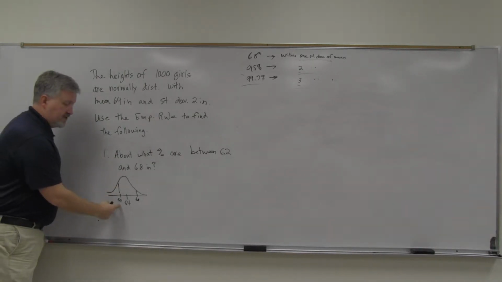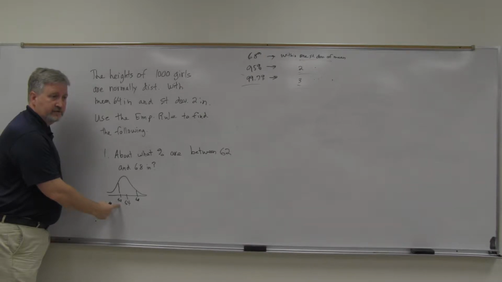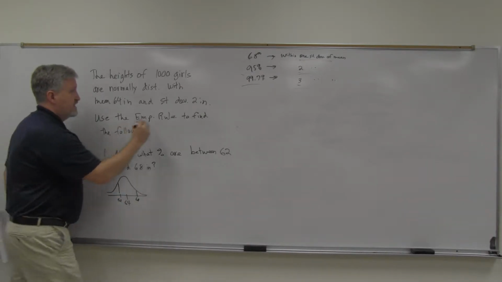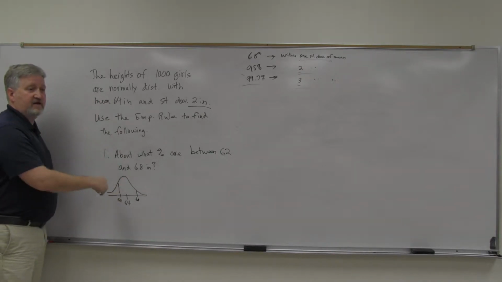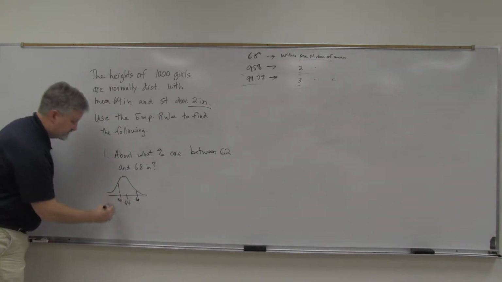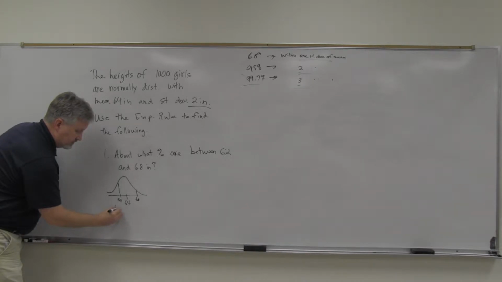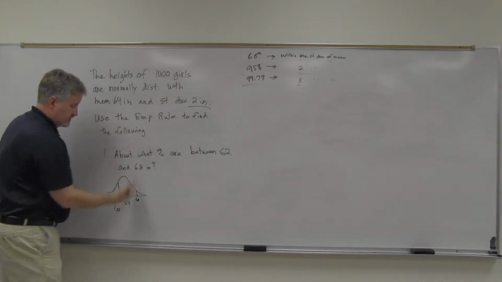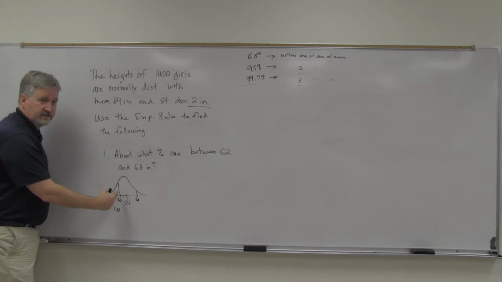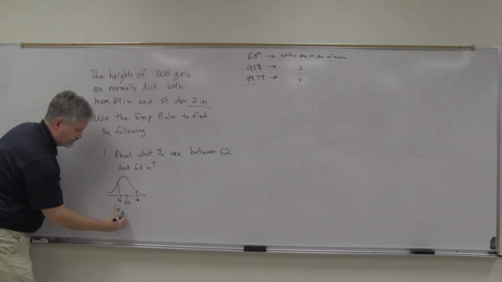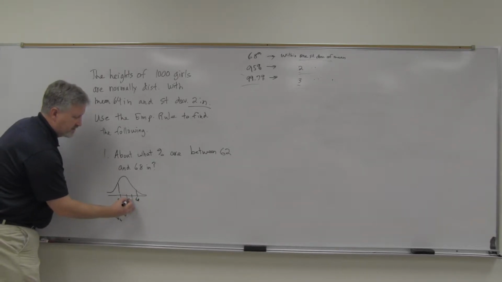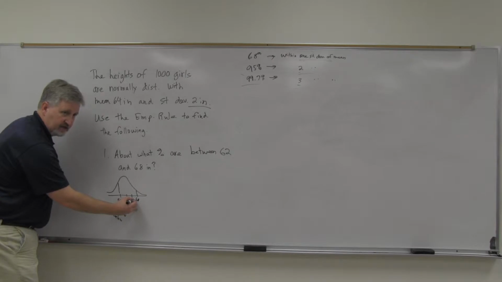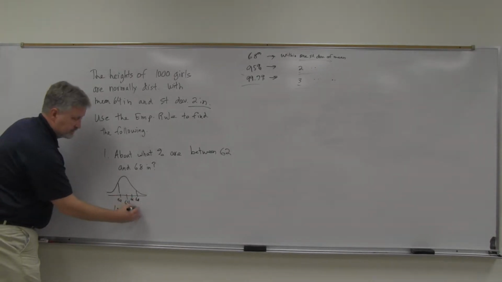How many standard deviations is 62 away from the mean? Well, the standard deviation in this case is 2, and so to get to 62, that's one standard deviation below. On the other hand, 68, if I go one standard deviation, I'm at 66, so I have to go 2 standard deviations to get to it from the mean.